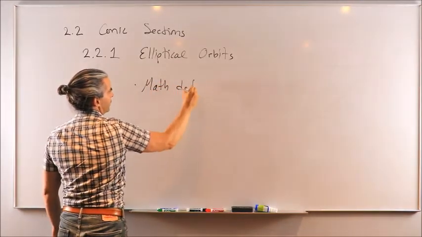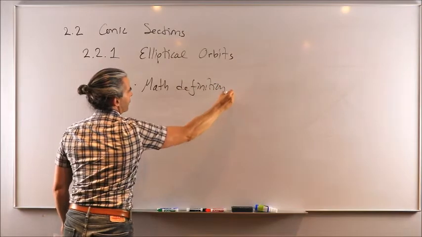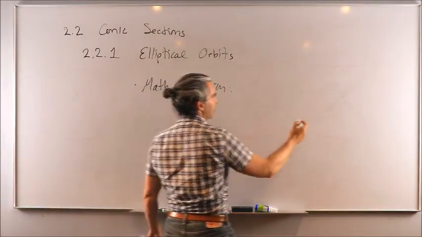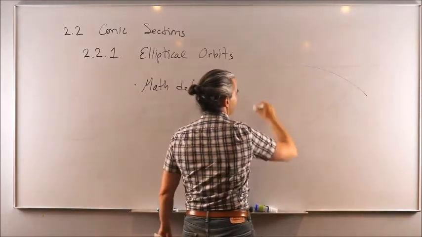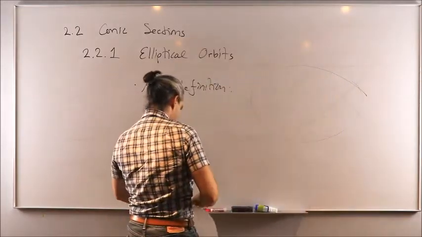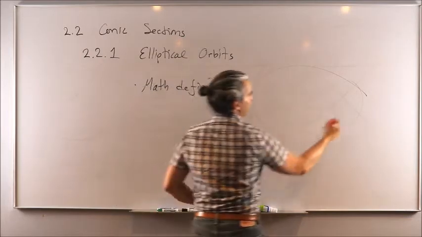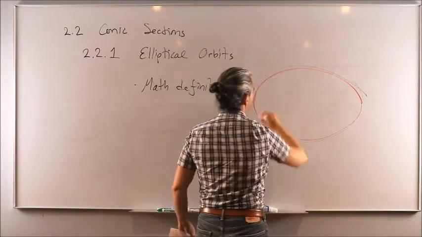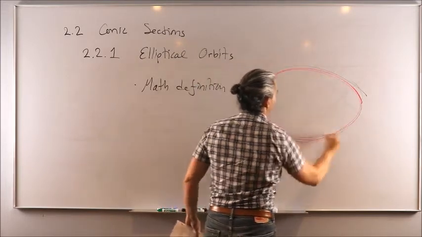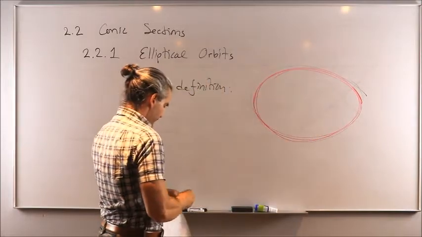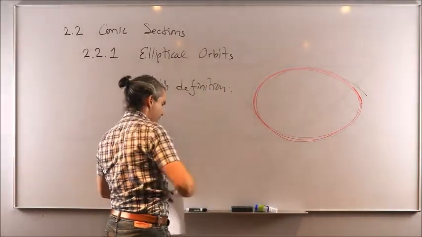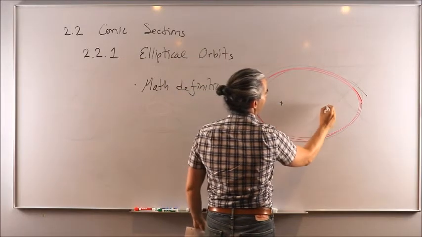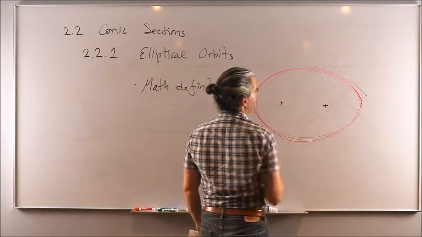So the math definition, I'm going to draw it graphically instead of writing it in words. If you have an ellipse, an orbit in red like this. An ellipse, by the way, has two foci, one here, one over there. It has an origin right in the middle.